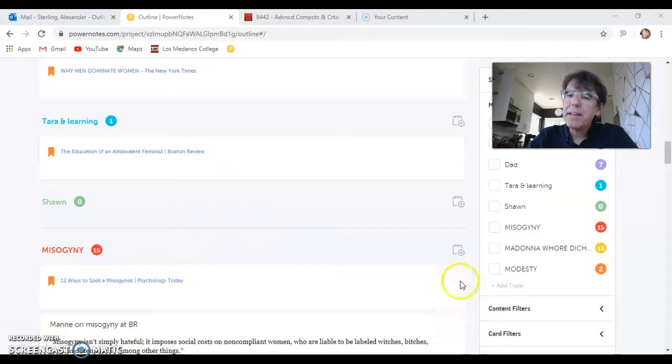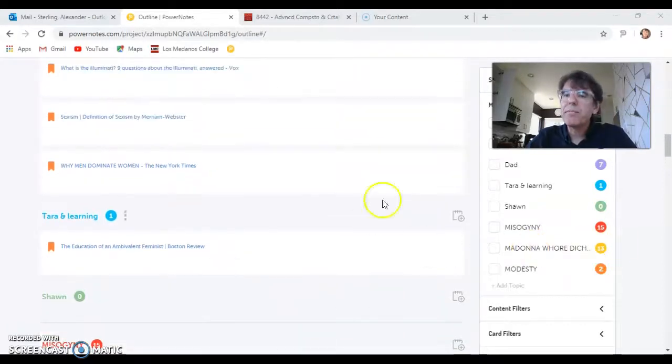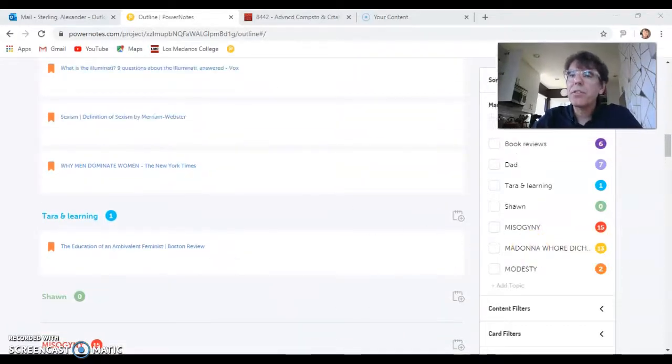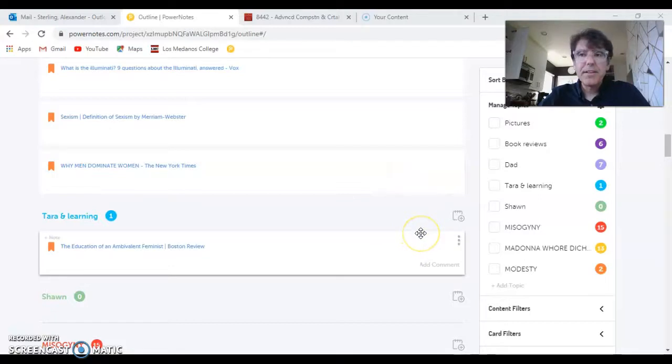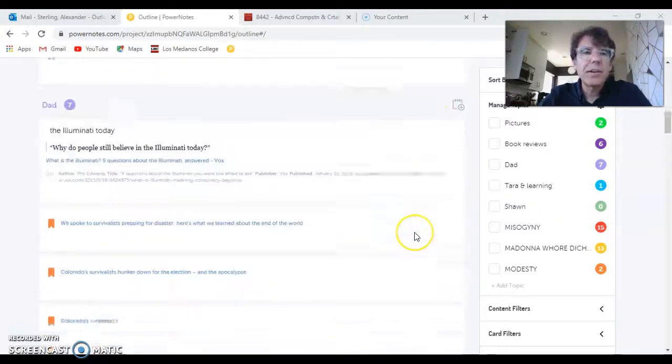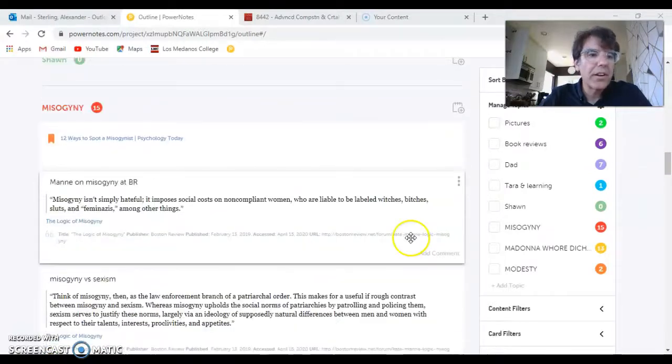I recommend making topics within Power Notes for a topic for Dad, a topic for Shawn, a topic for Tara, and probably Mom also, because those are the four main characters. Also, there is an essay topic on Shawn. So if you want to analyze Shawn in the essay, you'll be able to do that. All right, so I'm going to focus on a few of the things I found when I was researching things that relate to Shawn.